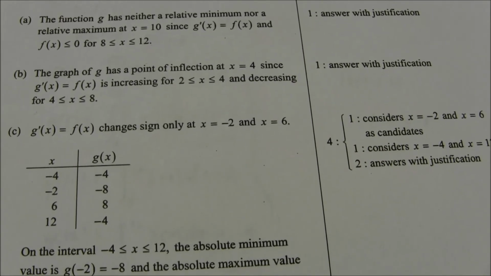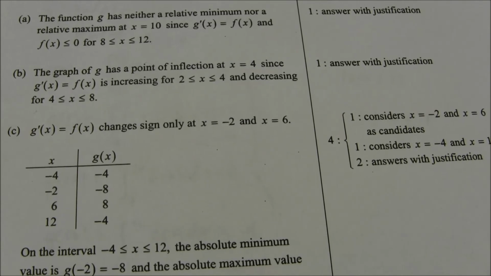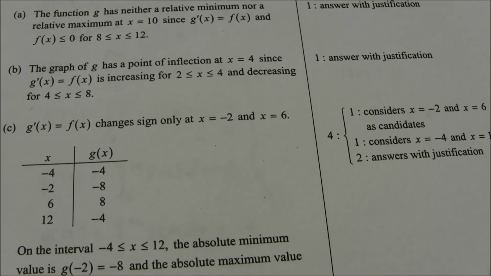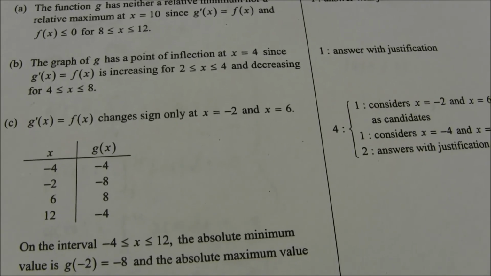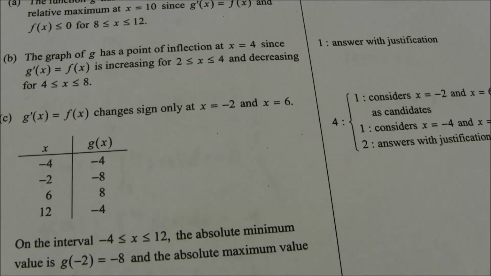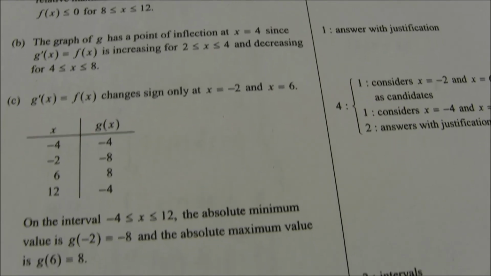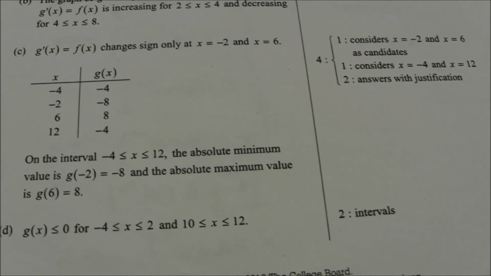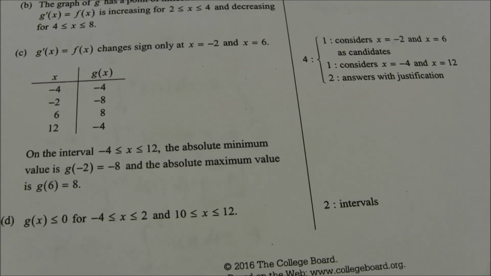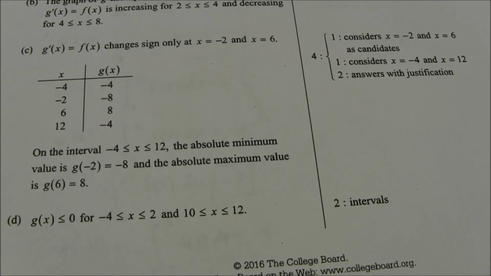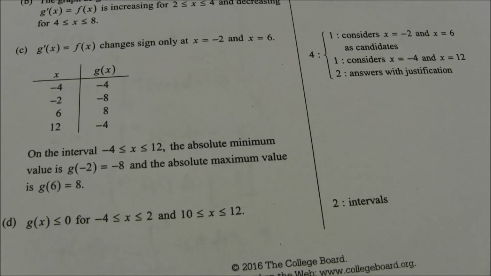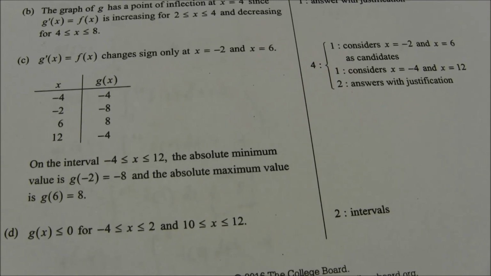Part B, the inflection point, is basically that g prime changes signs, or you could say that g prime is increasing and then decreasing. That's g double prime changing signs. You see the different functional values there. It's in part C, and you can see the points there. And then part D, just getting those intervals right, gives you your final point. And that's that problem.